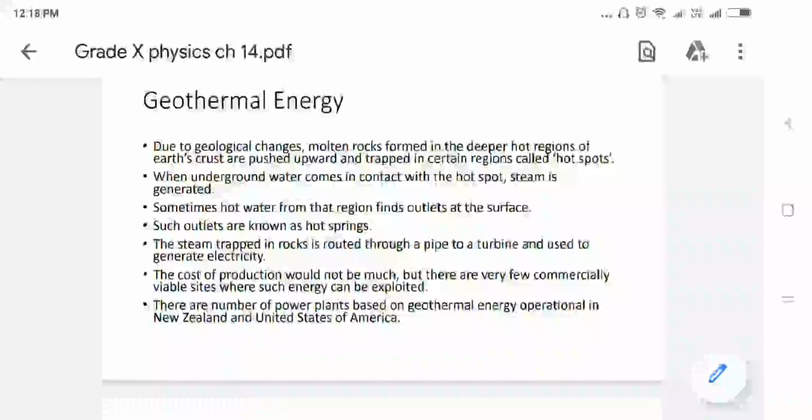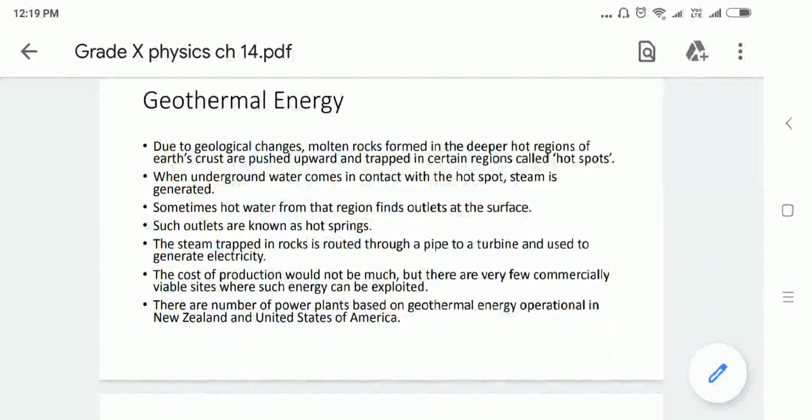Hello students, let us start our new session of chapter number 14 with the topic geothermal energy. Basically, geothermal energy uses the geometry structure of the earth, which can be from the surface of the earth or underground surfaces.